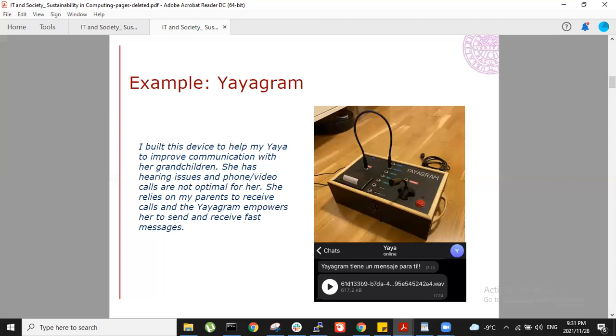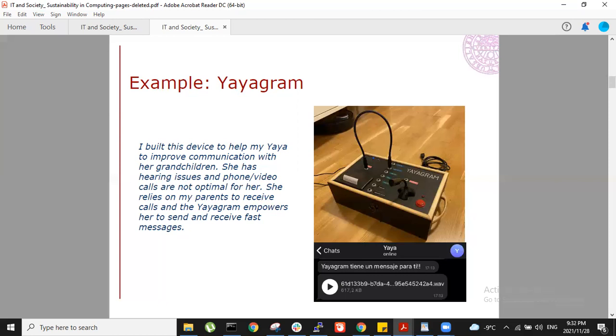Manu's Yaya has trouble hearing, so phone calls don't really go well. Technology-wise, many older people rely on others to set up video calls, whereas Yayagram allows them to be more independent and start conversations on their own whenever they like.